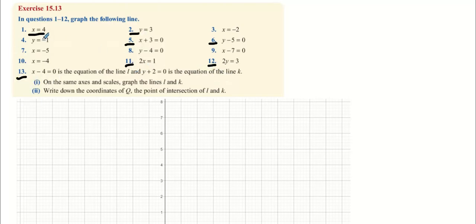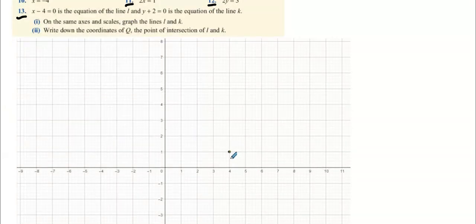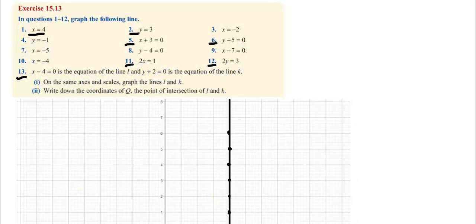Right, so anytime it's x, it's a vertical line. So x equals 4 means all the points where x equals 4. And as you can see, any point I'm drawing here, the x value is always 4. So essentially all you have to do is draw a vertical line going through x equals 4. And that's your first graph done. That is the graph of x equals 4.